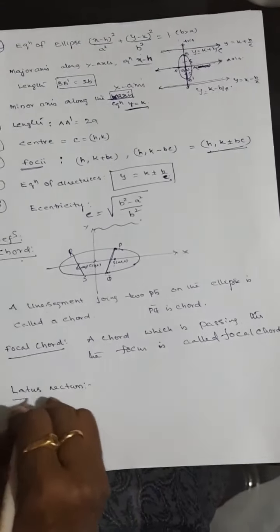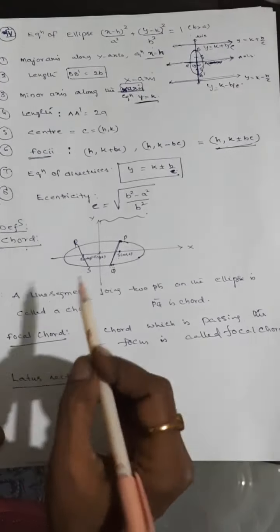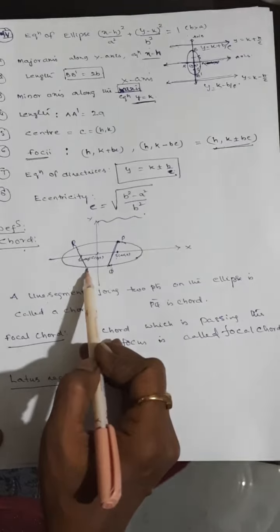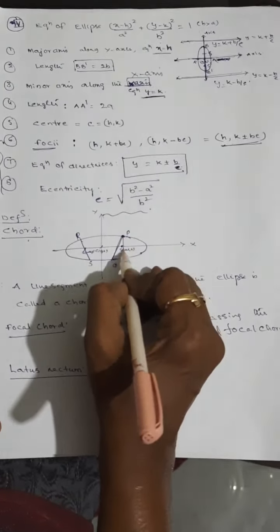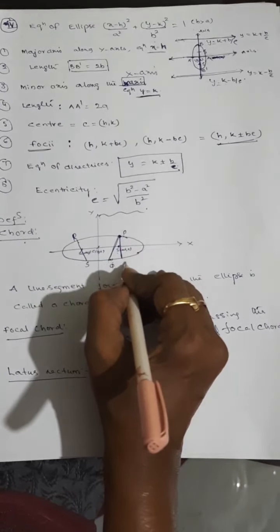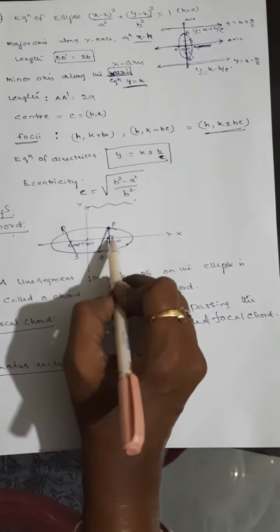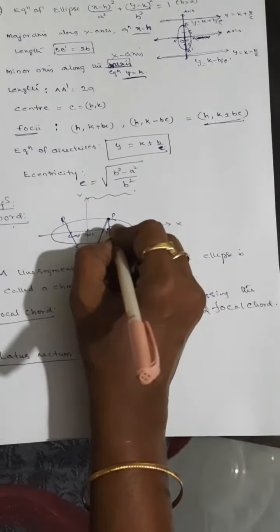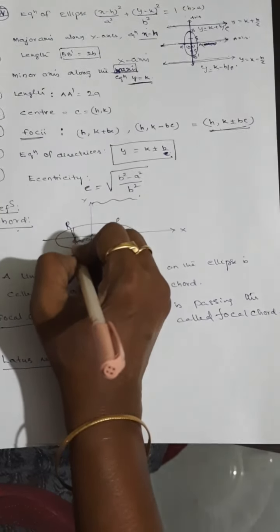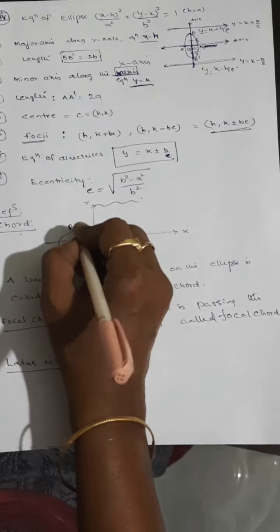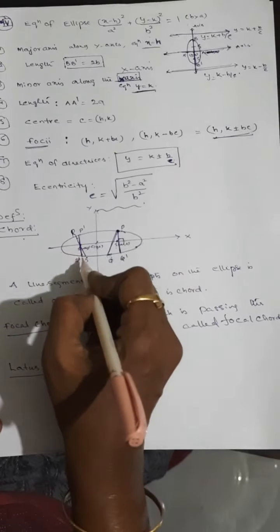Latus rectum means a focal chord. Focal chord means a chord which is passing through the focus, and it is perpendicular to the axis. Here PQ dash is the focal chord and it is also perpendicular to the axis of the ellipse. So PQ dash is the latus rectum. Here also another latus rectum, P dash S dash.